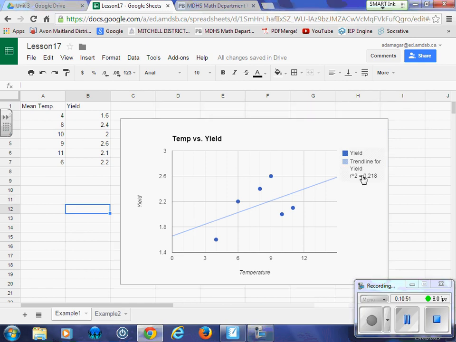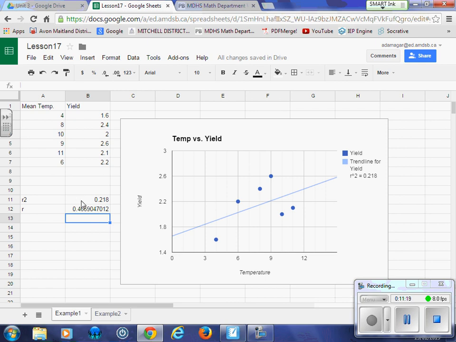All right, so we want the R value. The R squared value is 0.218. Now we want the R value. Oops, R value. So we go equals, and I'm going to go SQ. We want the square root of that value. And you do this with the calculator. You don't have to use the spreadsheet. And we get about 0.47.